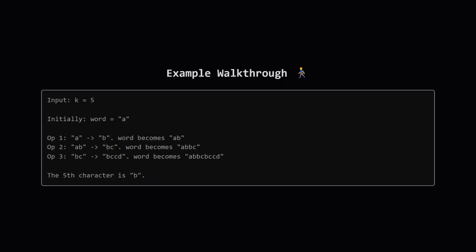Let's walk through an example to make this concrete. Suppose we want the fifth character. We start with A. After one operation, the string doubles to become AB. After the next operation, AB transforms into BC, and our string becomes ABBC. That's still only four characters long, so we need one more step. We transform ABBC into BCCD and append it, giving us ABBCBCCD. Now we can just count. 1, 2, 3, 4, 5. The fifth character is B.